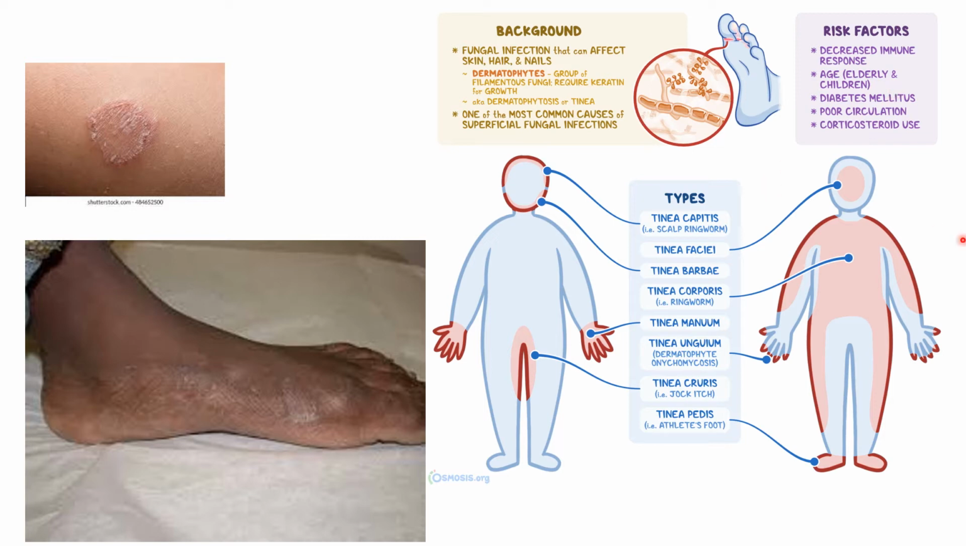Depending upon the area affected, these tinea infections or ringworm infections can be classified as tinea capitis when it affects the scalp region, tinea faciei when it affects the face, tinea barbae if it affects the chin region, that is the beard region, and tinea corporis when it affects the body, tinea manuum when it affects the hand, tinea unguium, ringworm infection of the nails, tinea cruris, which affects the inguinal region, and tinea pedis when it affects the foot.